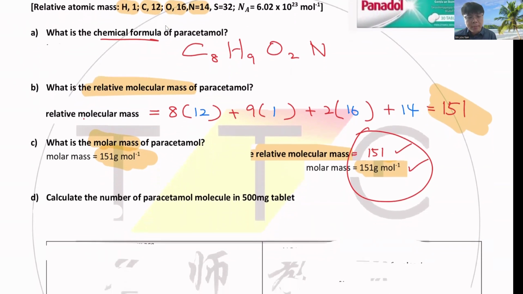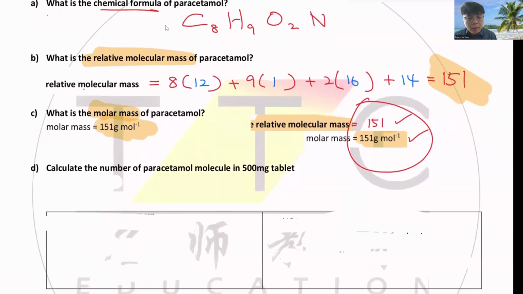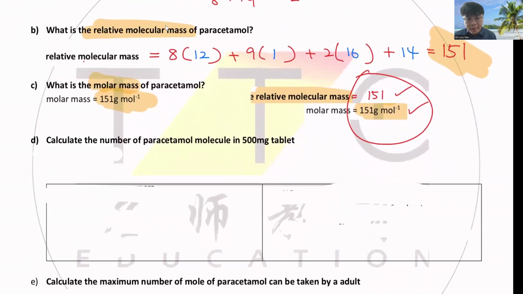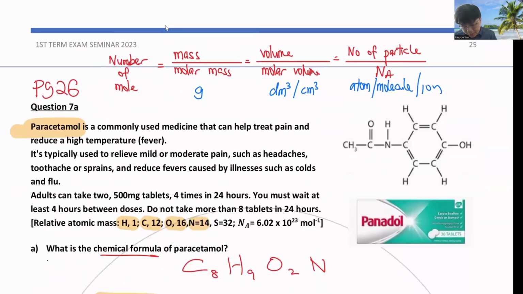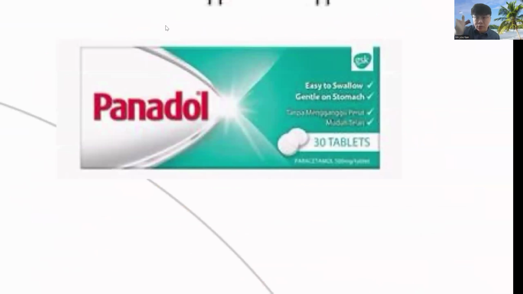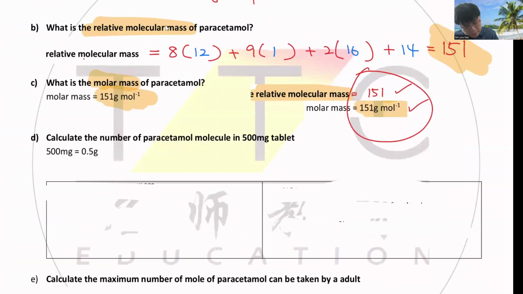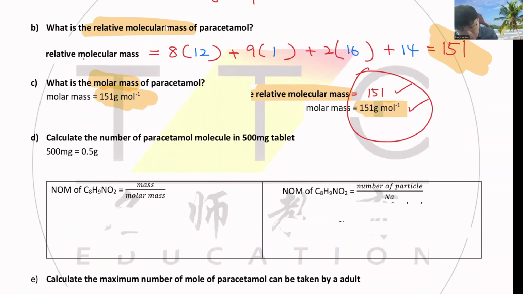Then calculate the number of molecules of the formula in the 500 mg tablet. You know the Panadol we take, right? One tablet is 500 mg. So now they want you to calculate how many molecules are inside. First you must convert the 500 mg to 0.5 gram. Then you need to convert the gram into how many moles. Okay, so now we try to convert.